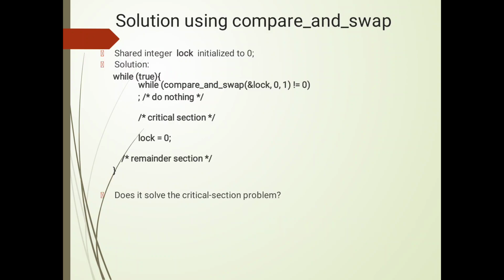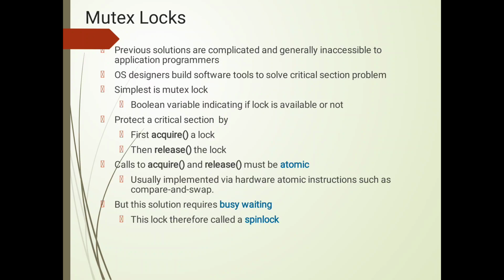The solution using compare-and-swap uses a shared integer lock initialized to 0. The solution is: while the comparison isn't true, it moves on to the comparison of the compare-and-swap value. So if lock is 0, it goes to the remainder section.